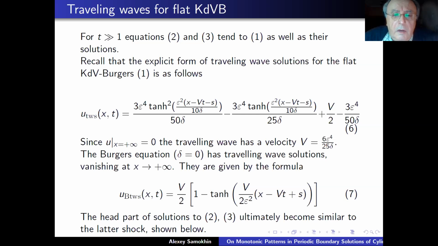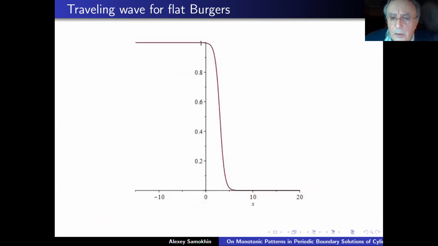In fact, if the parameter delta is zero, it is a special case, of course, because in this formula, which describes the KdV-Burgers solution itself, this delta is in the denominator. So for simple Burgers, that is without dissipation, there is a lot of traveling wave solutions. It will be used later. Therefore, I'm talking about them at some length. Formula 7 is presented on this following graph.